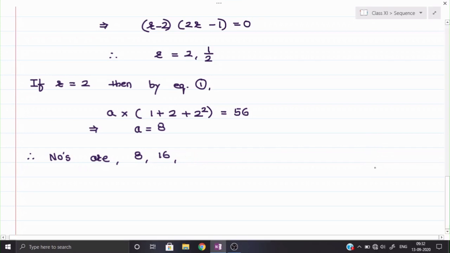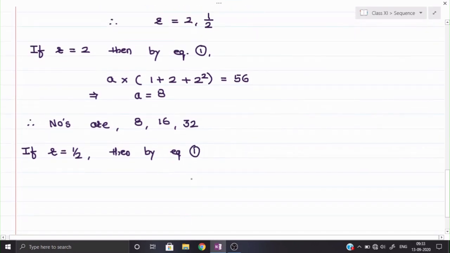Now the second answer we shall take over here. The second answer is, we will take the value of r as 1 by 2. So if the value of r is equal to 1 by 2, then again by equation 1 we shall put up the value here: a into the bracket 1 plus r means 1 by 2 and r square means 1 by 4, will be equal to 56.